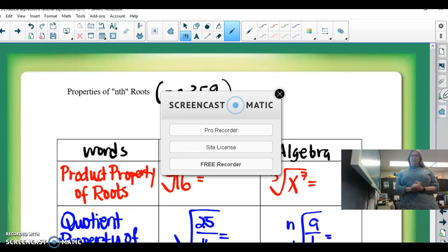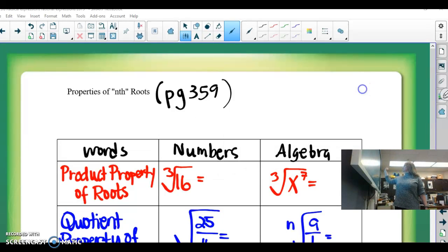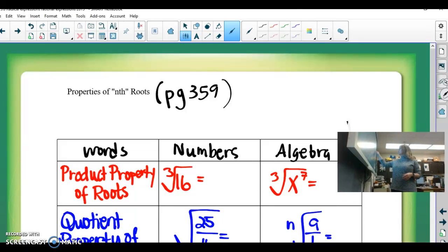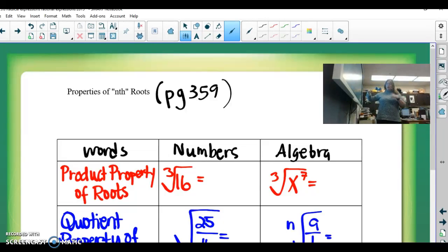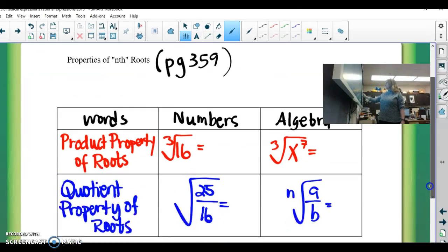In this video, we will be looking at properties of nth roots. On page 359 in your textbook, you can look at this chart. In words, we're going to start out with looking at the product property of roots, and then we're going to look at the quotient property of roots.